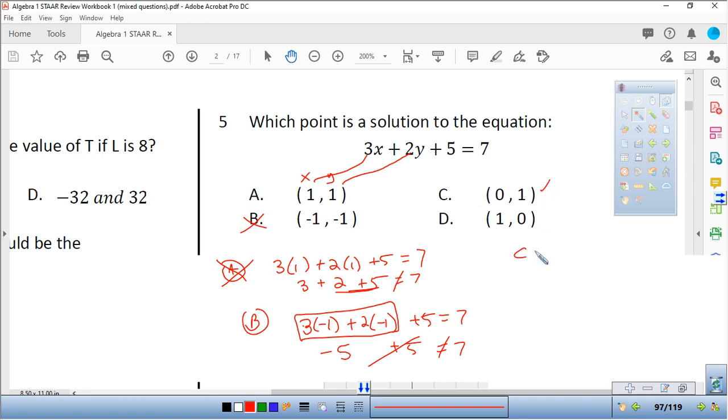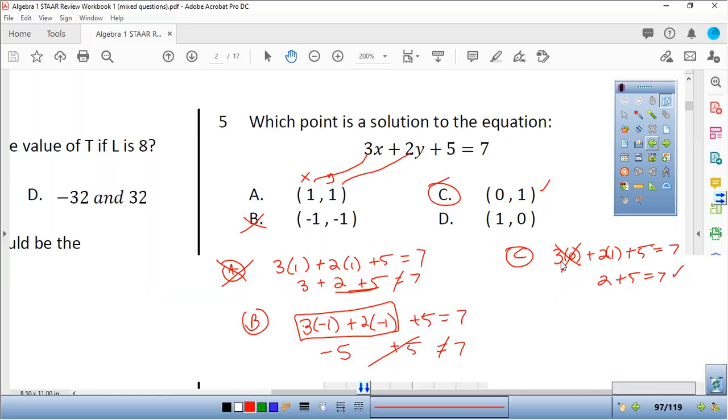C, I think C is my answer. You can kind of see it already. Bad joke. 3 times 0 plus 2 times 1 plus 5 is equal to 7. This one cancels out because 3 times 0 is 0. And then we have 2 plus 5. Is that equal to 7? Yes. Okay.